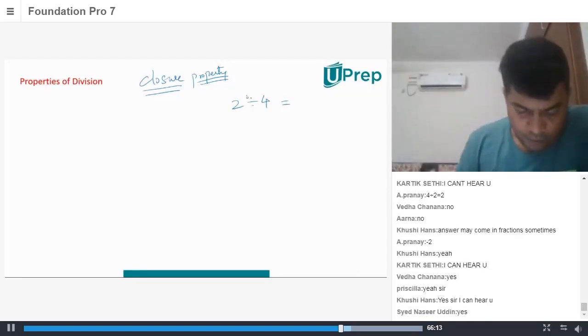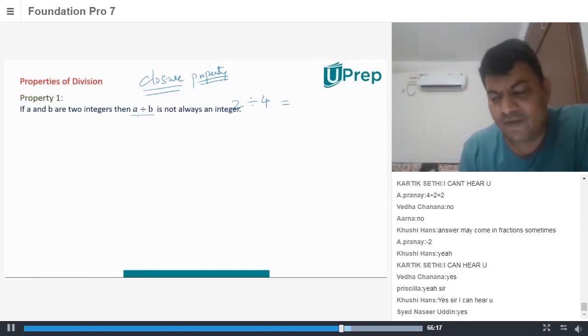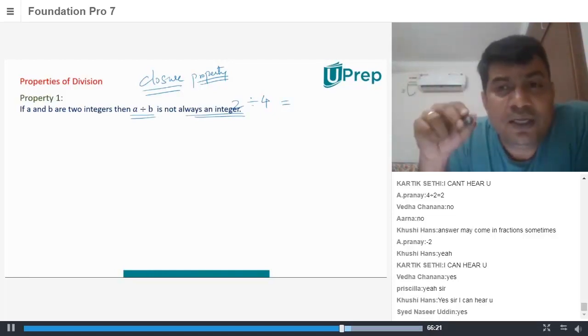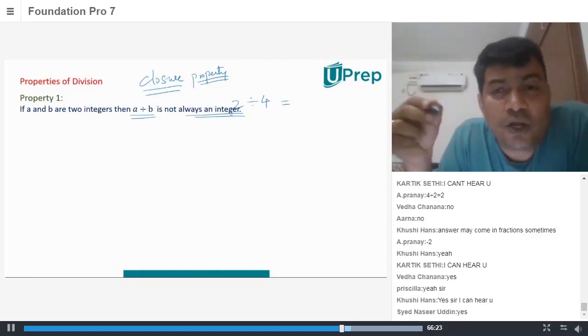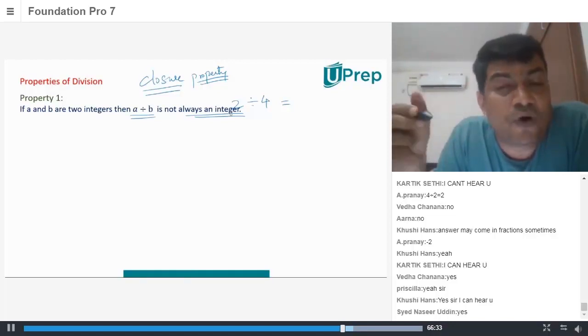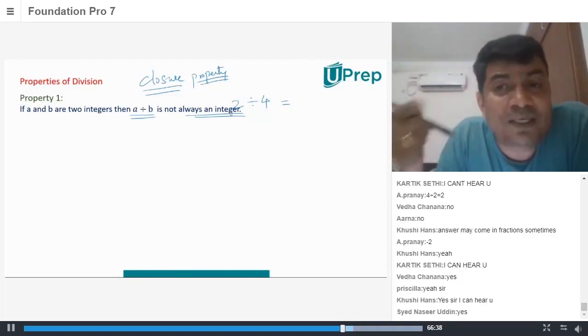So what you need to learn is that when you divide two integers, the result is not always an integer. Because it is not always an integer, the closure property doesn't hold good with division of integers. Not every time is the result an integer. Therefore, it's not in that closed family. That's the reason the closure property doesn't hold good all the time.